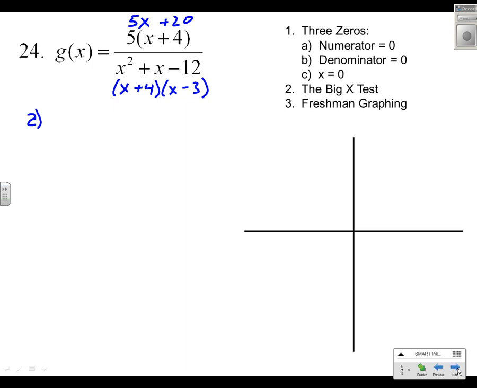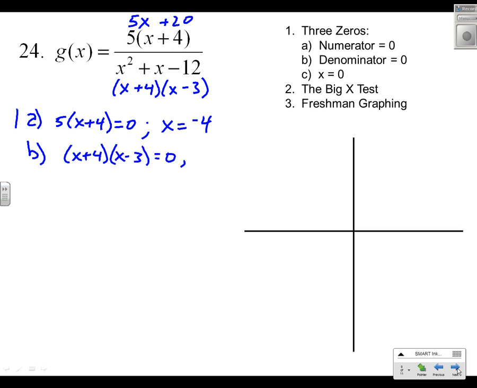A, for the numerator to be 0, or 1A, my first 0 test, then 5x plus 20 must be 0, or 5 times x plus 4 must be 0. So x is -4, and I expect -4 to be a 0, but I'm not plotting it yet. B, set the denominator equal to 0. X plus 4 times x minus 3 equals 0. Should really be not equal 0, therefore x cannot equal -4, and x cannot equal 3, and there we have it. And boy, I hope I remember.